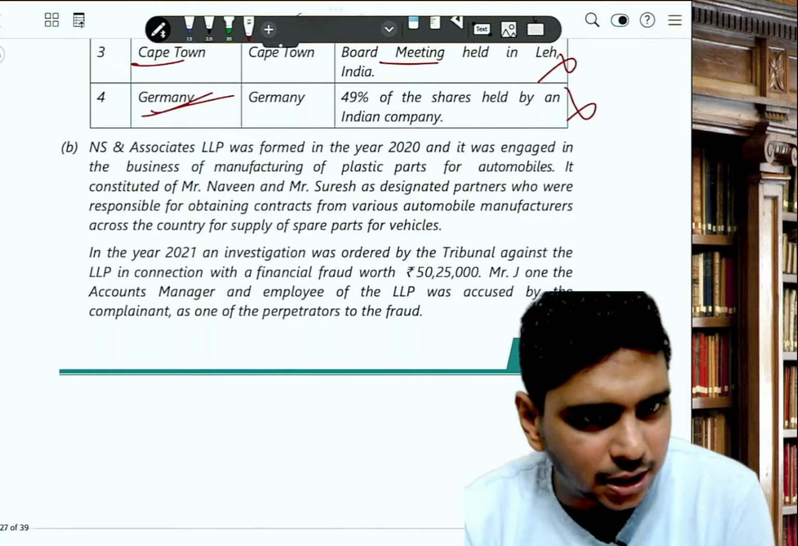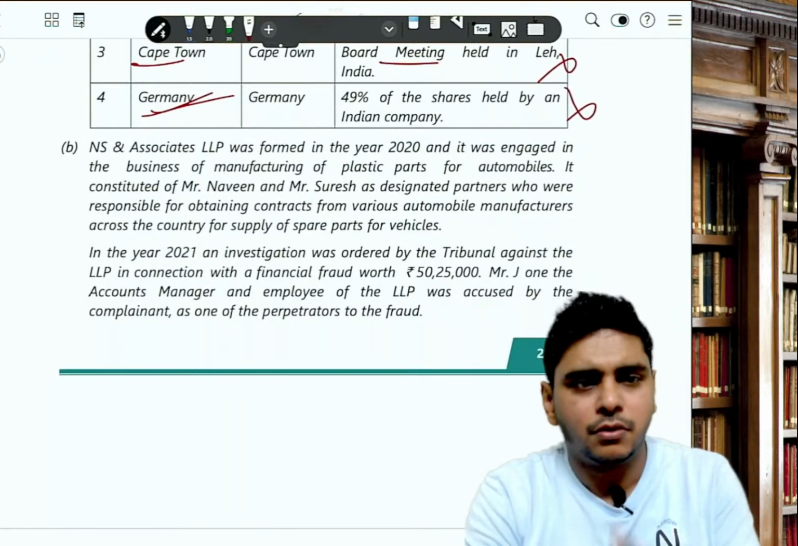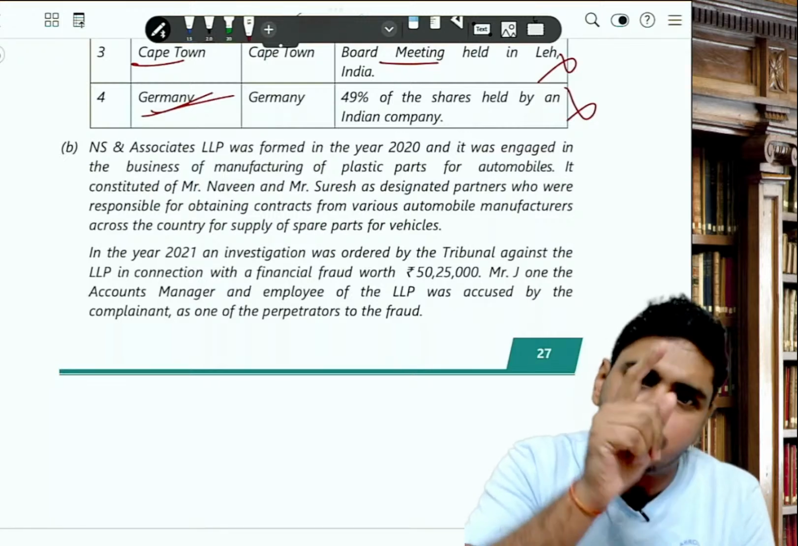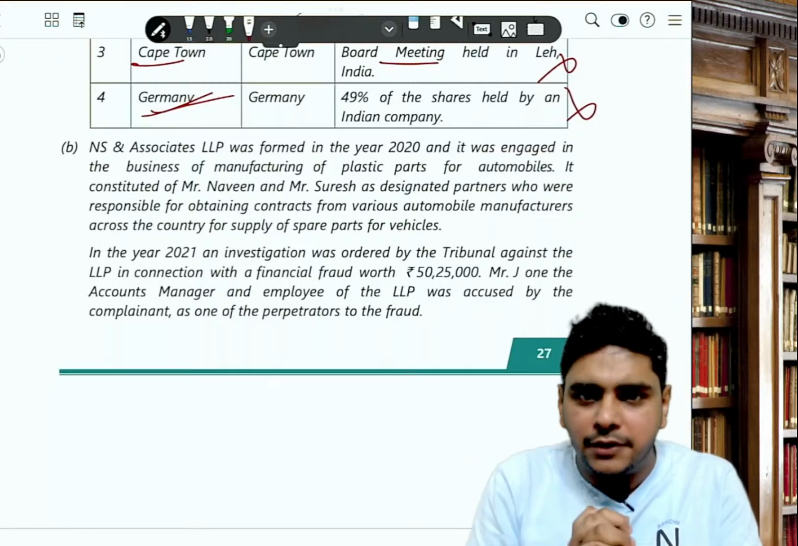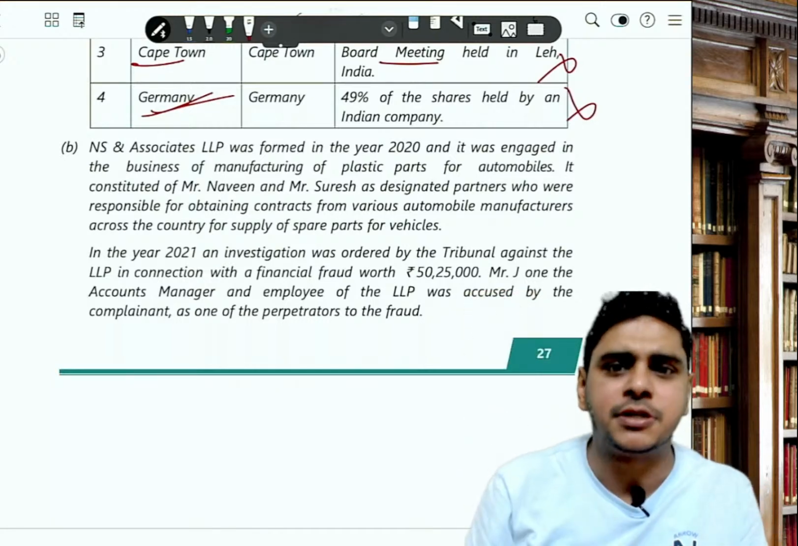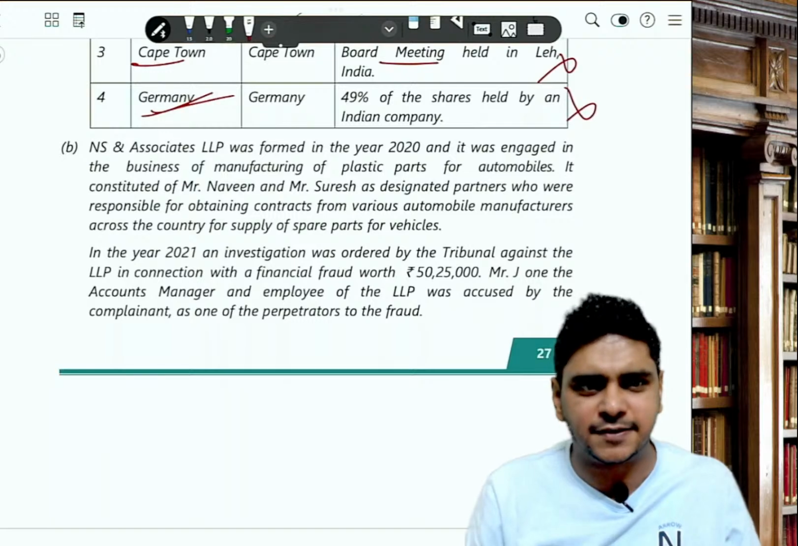Sir, we can use LLP for money laundering. One second. Firstly, don't use we. You want to use, you use. I will not use. I believe Modi ji, Amit Shah, India is my country, holy country. What is this money laundering and all? I don't know all this nonsense.